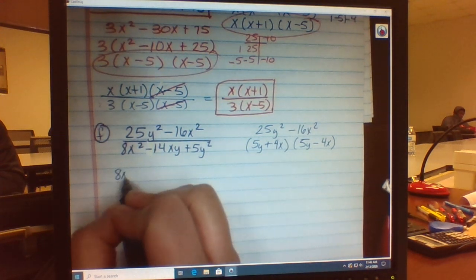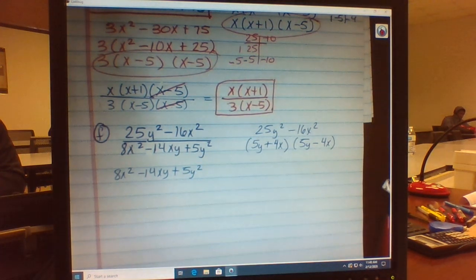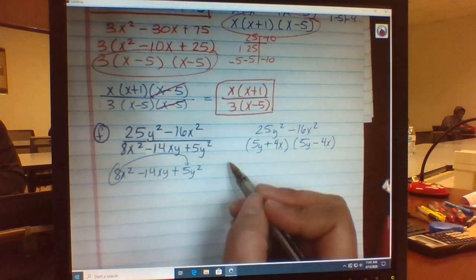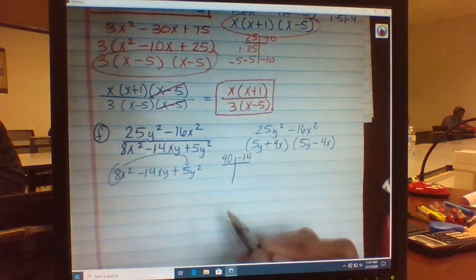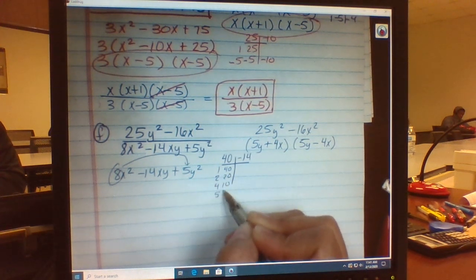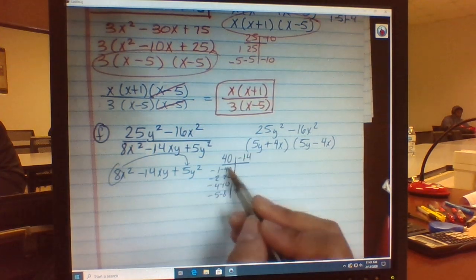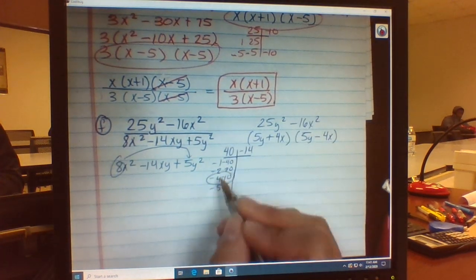Then I have 8x squared minus 14xy plus 5y squared. Can I factor anything out from those? No, not a number, not a variable. So I have to take the first number times the last one, which gives me a new number of 40 and negative 14. 1 and 40, 2 and 20, 4 and 10, 5 and 8. They both have to be what? Negatives, because we have a positive 40 and a negative 14. Yes, it is that one.